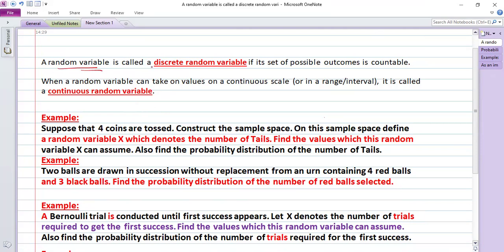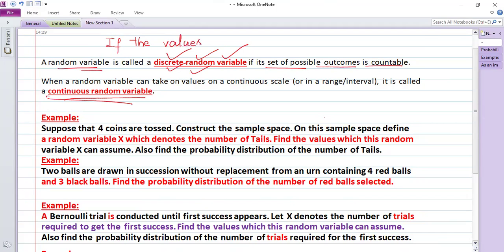Now, basically, we have two types of random variables. One is what we call discrete random variable, and another one is what we call continuous random variable. Now, if a random variable takes a countable number of values, or if its set of possible outcomes is countable, then we call that random variable a discrete random variable.